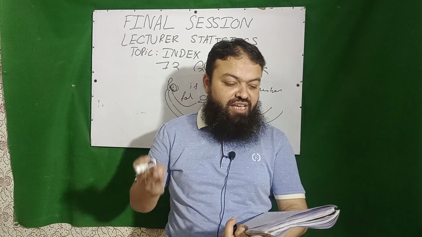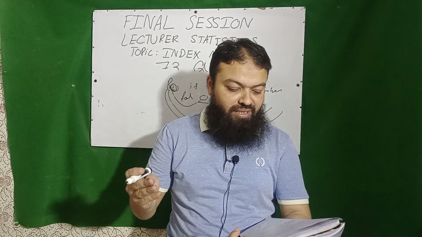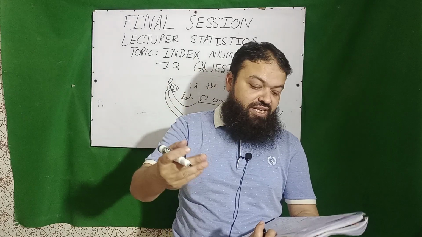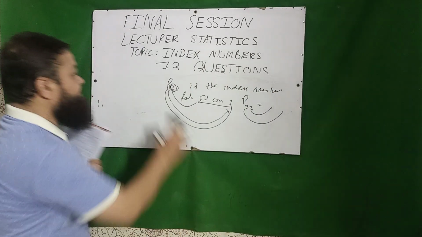In index numbers we have formula error, we have sampling error, we have homogeneity error, we have error in the collection of data. And what is sampling error in index numbers?